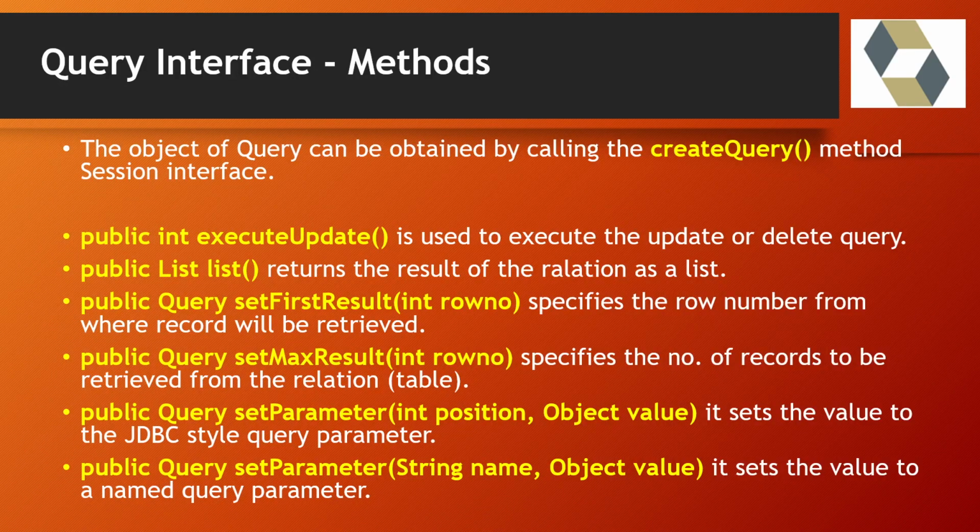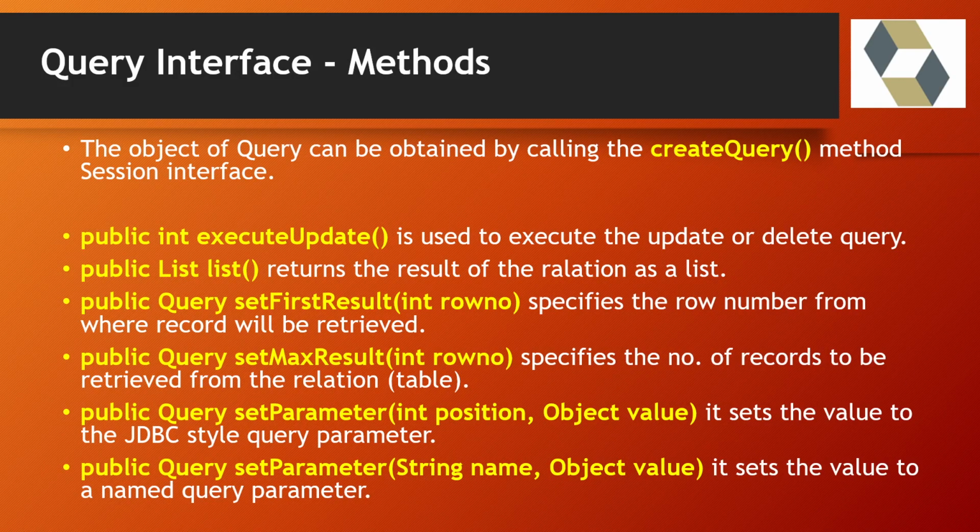So these are the various methods. Okay. So if you want to create an object of a query, then we write the create query method. The object of a query can be obtained by calling the create query method of the session interface. Execute update, to perform updations or deletions. List returns the result of the relation as a list.